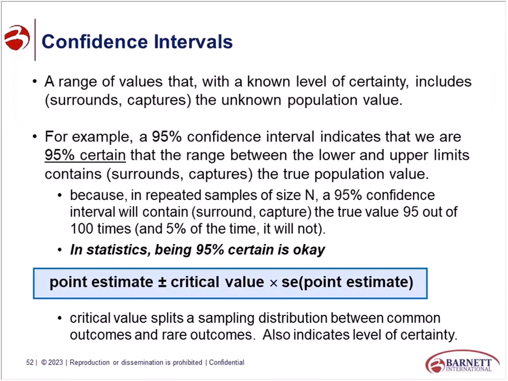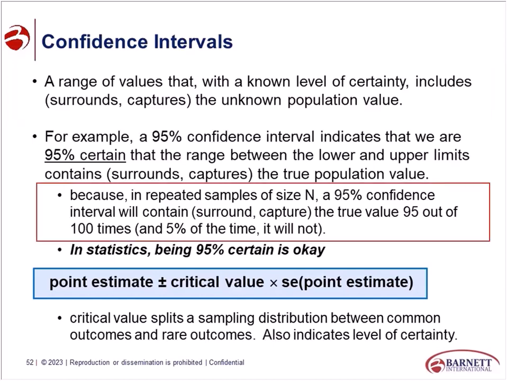Okay, and that's exactly what it says here, right? It says that if we repeat a clinical trial 100 times, 95% of the time our confidence interval will capture the true value, and 5% of the time it will not. In statistics, being 95% certain is okay. On your tax forms, being 95% certain that you have the correct income is not the same. So in statistics, we can get away with a little bit of liberty and say we could be wrong 5% of the time. So we are 95% certain that the confidence interval will capture the true value.